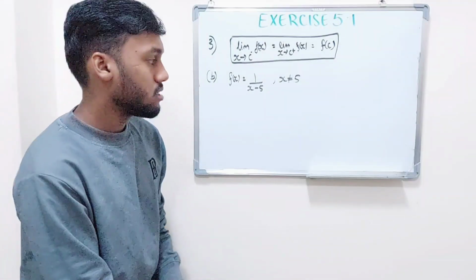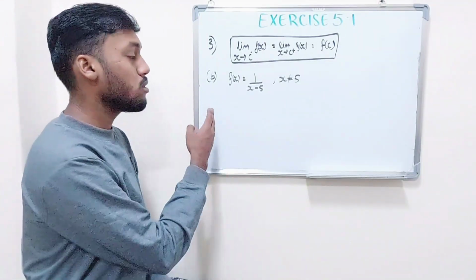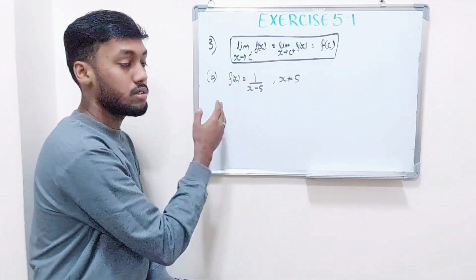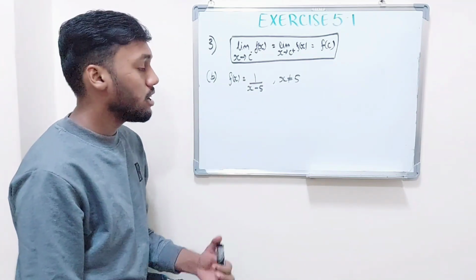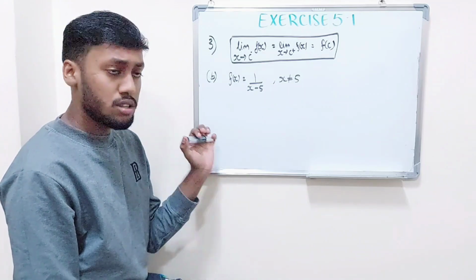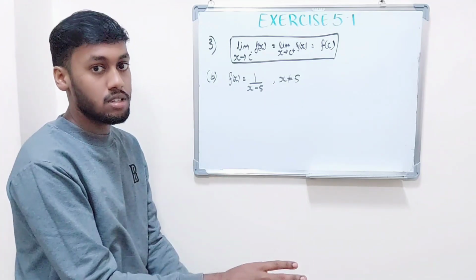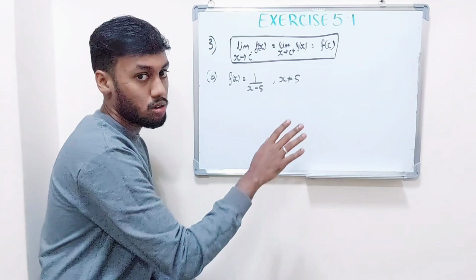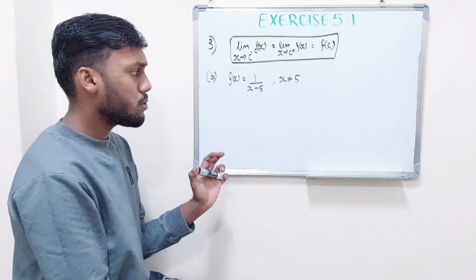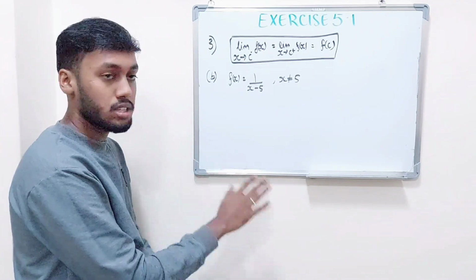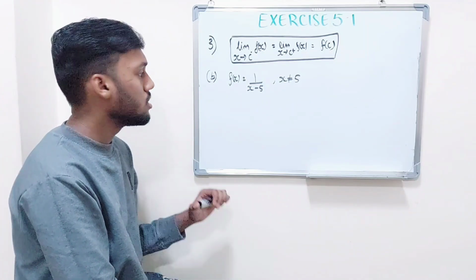So question B. It's given that f of x is a function where the function is 1 by x minus 5, and we should find whether the function is continuous at all points except x not equal to 5. So at points other than 5 we should find whether the function is continuous or not. So let's see.